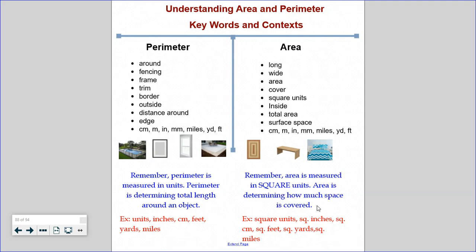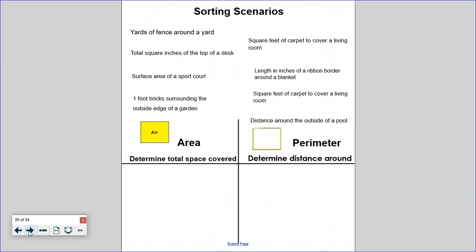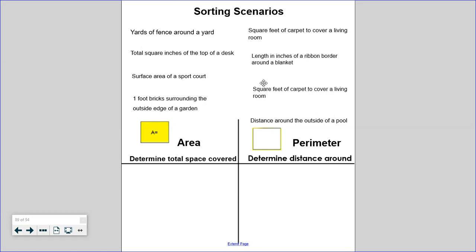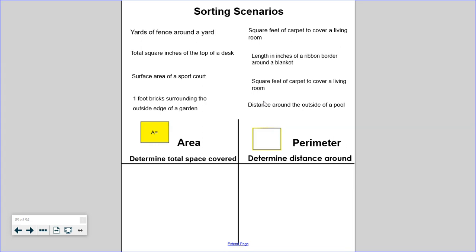So the examples for area for your units are square units, square inches, square centimeters, square feet, square yards, or square miles. So let's sort some stories together, or some situations. Up here are some things that maybe I'm trying to figure out, and we need to decide if we're trying to find the area or if we're trying to find the perimeter, okay?